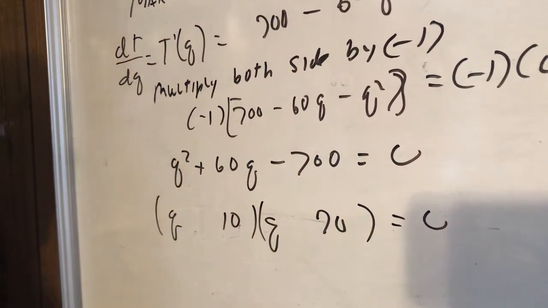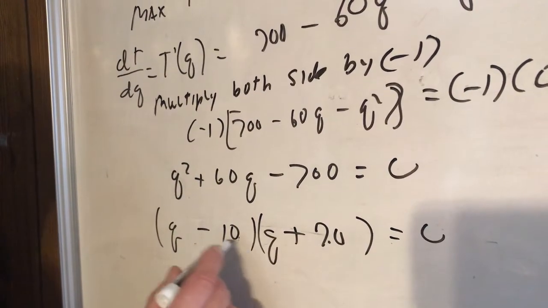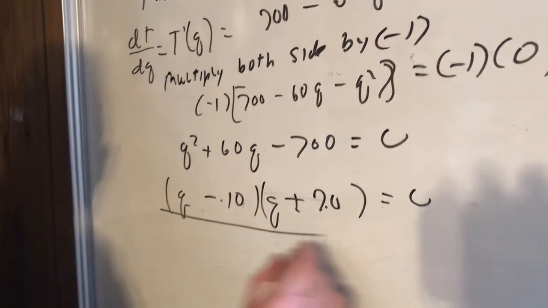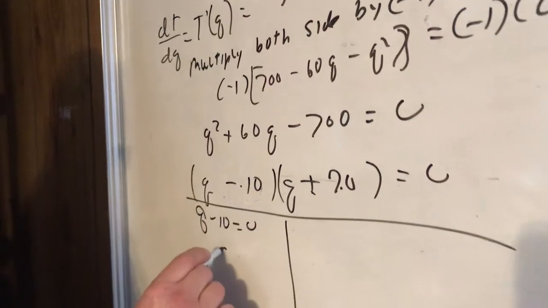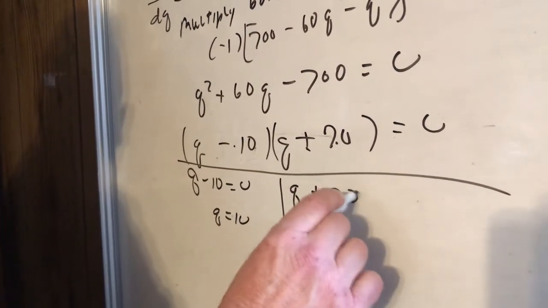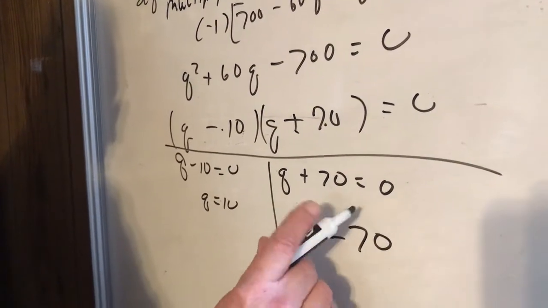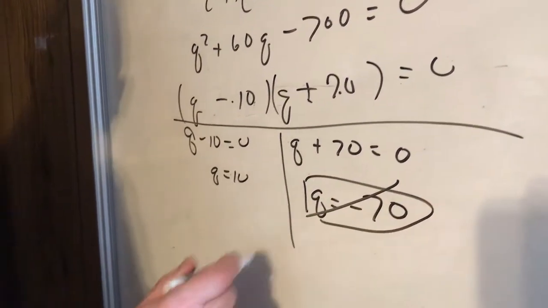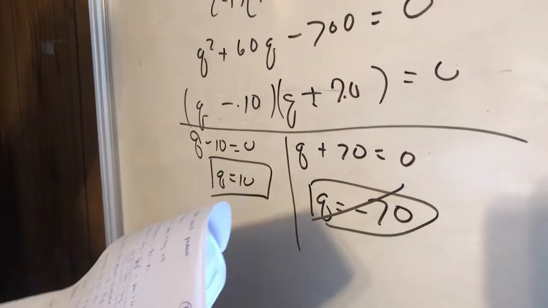And of course, you want to put the plus here, the minus here, then the plus 70, minus the 10 cubed gives you 60q, and minus 10 gives you minus. Solving this, q minus 10 equals 0, q equals 10, q plus 70 equals 0, q equals minus 70. It doesn't make physical sense to have negative units, so we're going to throw that out, and our answer is going to be q equals 10.